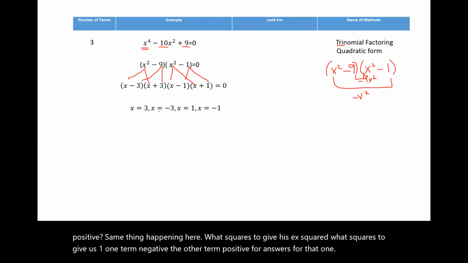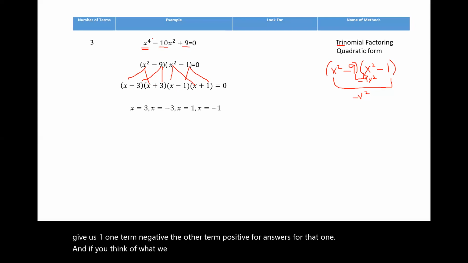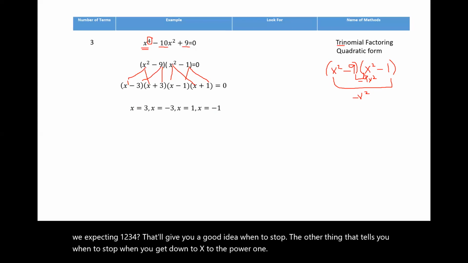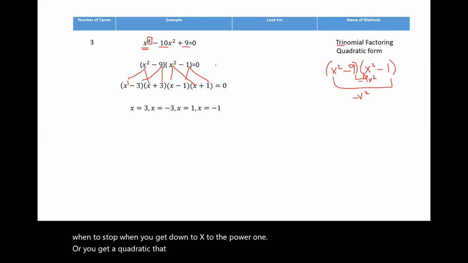And if you think of what we learned in graphing, when the degree is 4, how many roots are we expecting? 1, 2, 3, 4. So that'll give you a good idea when to stop. The other thing that tells you when to stop, when you get down to x to the power 1, or you get a quadratic that we just can't factor. So as long as we're dealing in the reals, if you get a quadratic that doesn't factor, you stop.